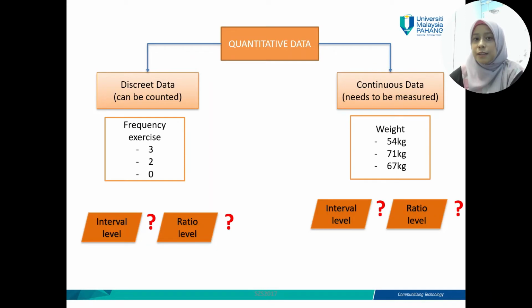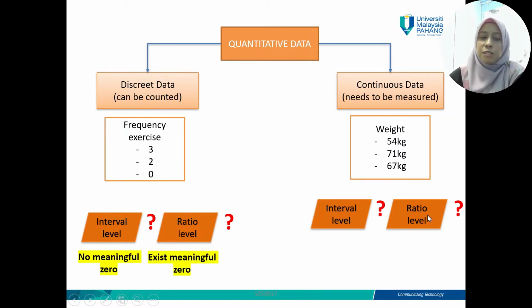But it's a bit different for quantitative data. Okay, quantitative discrete data may be interval level or ratio level. Quantitative continuous data may be interval level or ratio level. So what differentiates between interval and ratio level? Interval level has no meaningful zero, and then ratio level has meaningful zero. So what is this meaningful zero, you may ask?